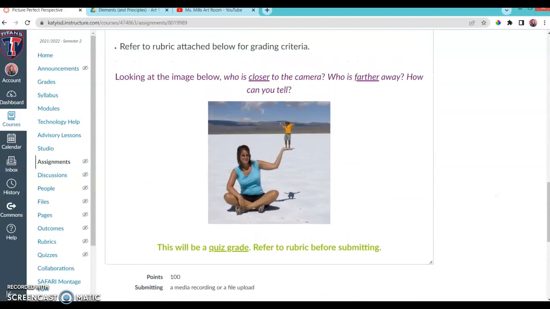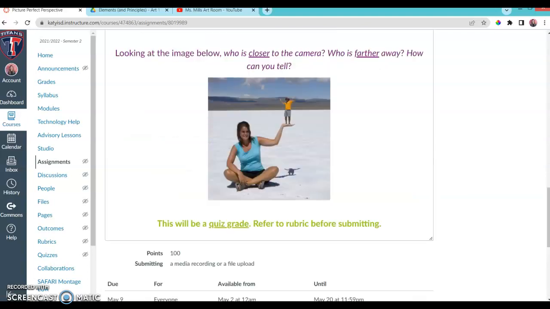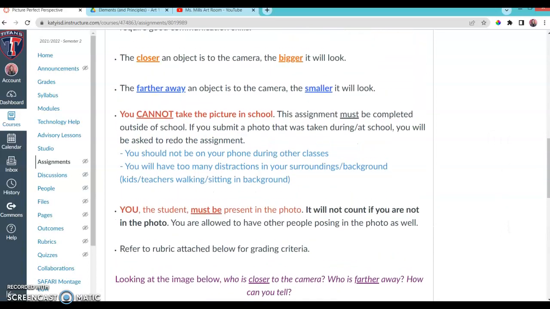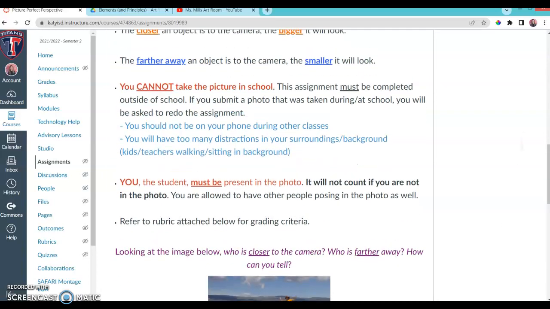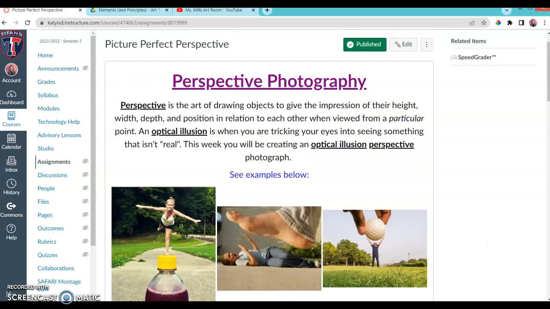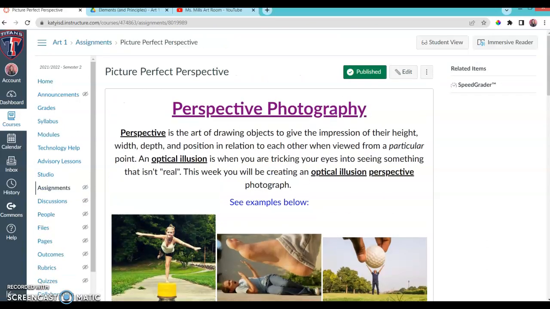Okay, so we went over the rubric, due date, how long you have, what you can and cannot do, what is required, how to achieve the perspective, some examples, and definitions. If you've got any questions about this particular assignment, feel free to message me, but again, it's in place of doing a sketchbook assignment. So, quiz grade, high expectations, super fun, super simple. Let me know if you have questions.